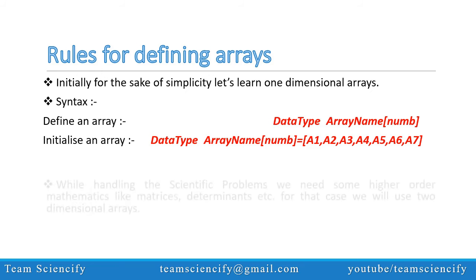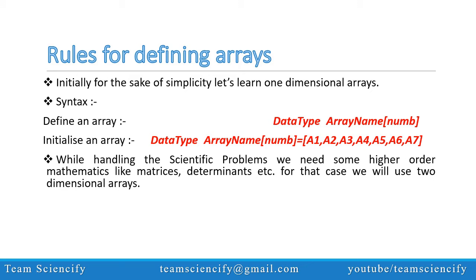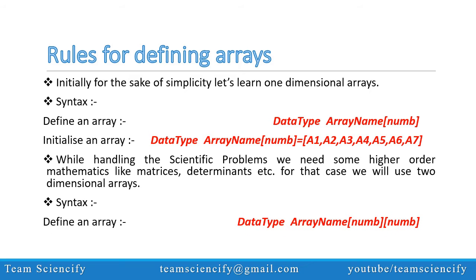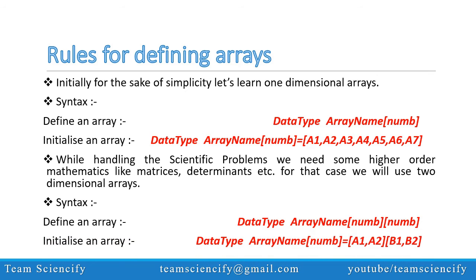While handling scientific problems, we need some higher order mathematics like matrices, determinants, etc. For that case, we will learn the use of the two-dimensional array. Syntax for a 2D array is similar to the syntax of a 1D array. Define an array, datatype space array name in square bracket num. Here we are using two square brackets to represent that it is a two-dimensional array. Then we will initialize the 2D array, that is datatype space array name in square bracket num is equal to, in square bracket a1, a2, then again in square bracket b1, b2.